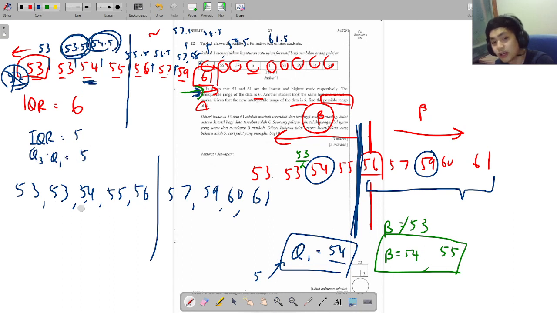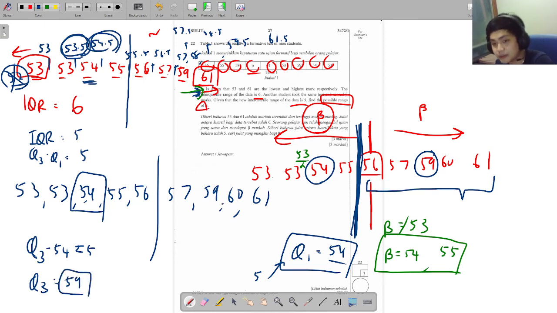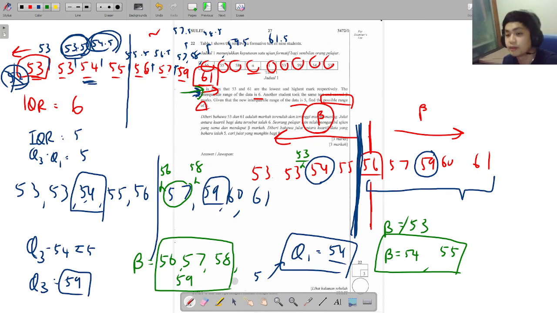So now we know what our Q1 is already. So it will be Q3 minus 54 equals 5, which means that Q3 equals 59. Q3 must be 59. So the values of beta that can make 59 the Q3 are: beta is 56, beta is 57, beta is 58 also can, beta 59 also can. All these four values will allow our Q3 to be 59.